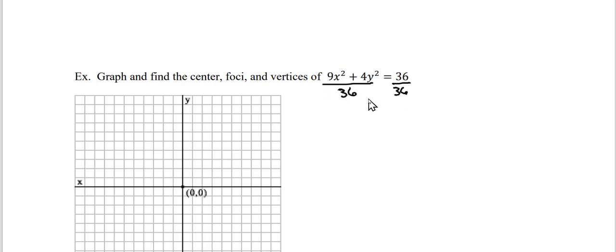So I'm going to divide both sides by 36 so that I have my equals 1 on the right side there. On the left side, I'll have x squared over 4. I'll have y squared over 9. The first thing I notice is the center is at 0, 0 because I have nothing added or subtracted inside my x squared and my y squared. From the center, I'm going to go out 2 spaces horizontally, and I'm going to go out 3 spaces vertically.